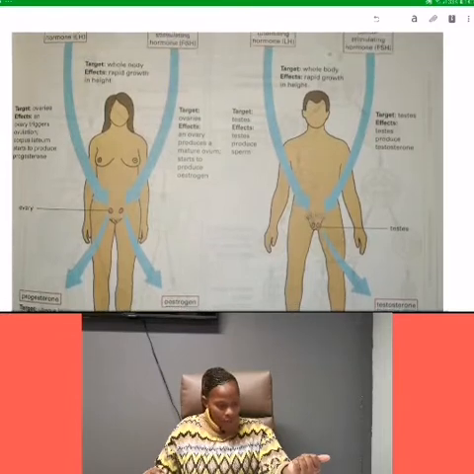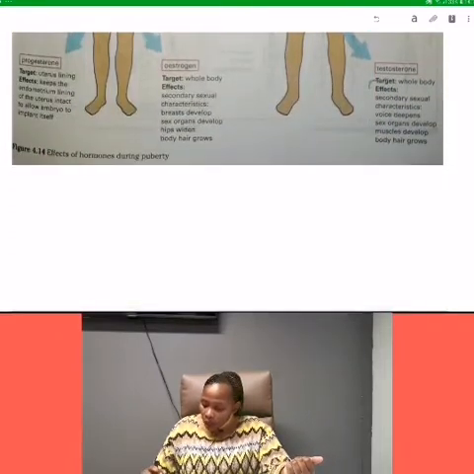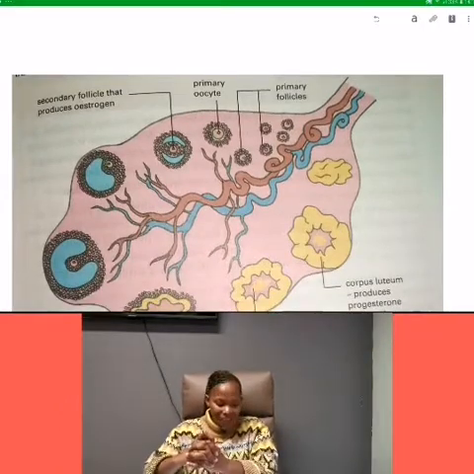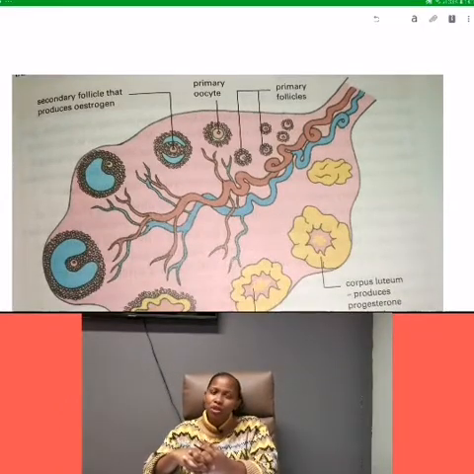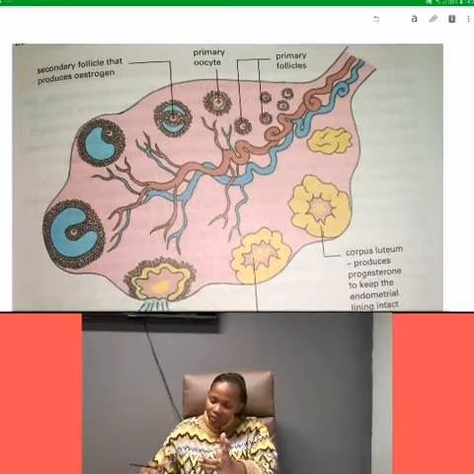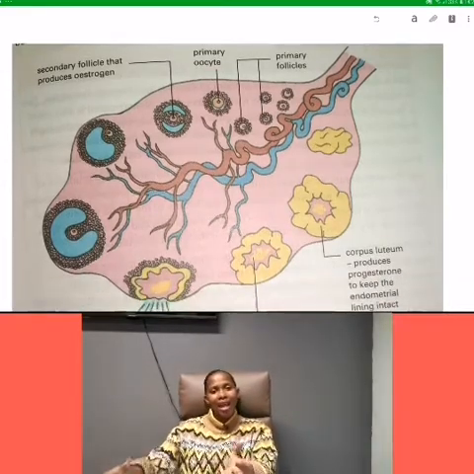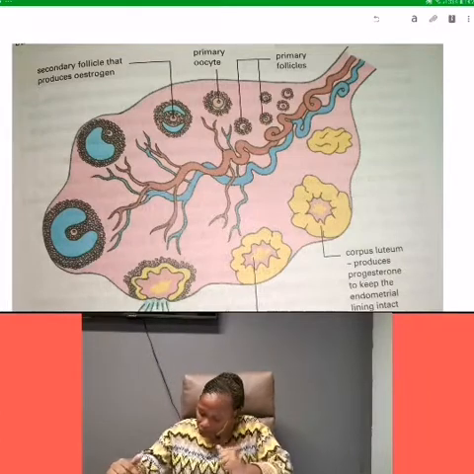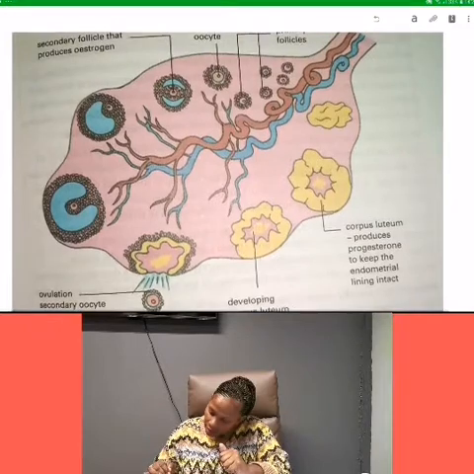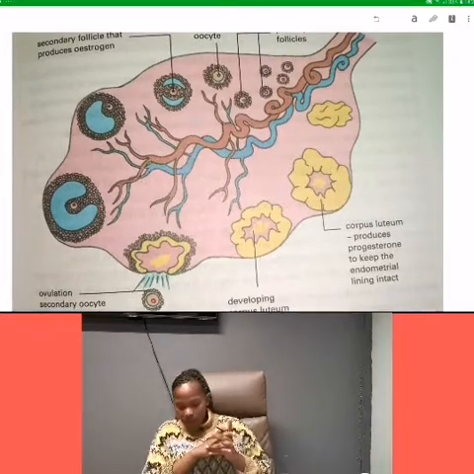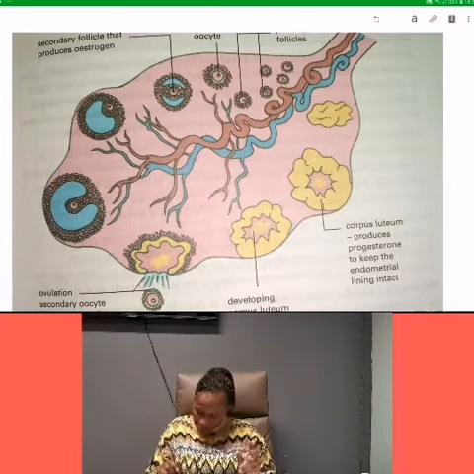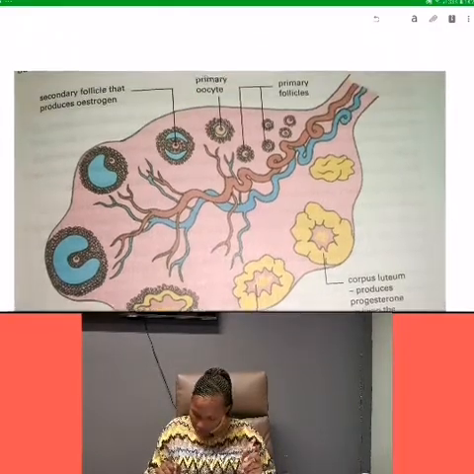during puberty. Okay, and now we are going to talk about the menstruation cycle and hormone control during the menstruation cycle. Okay, but first we are going to talk about the development of an egg, how an egg is produced. Okay, firstly we have a corpus luteum.